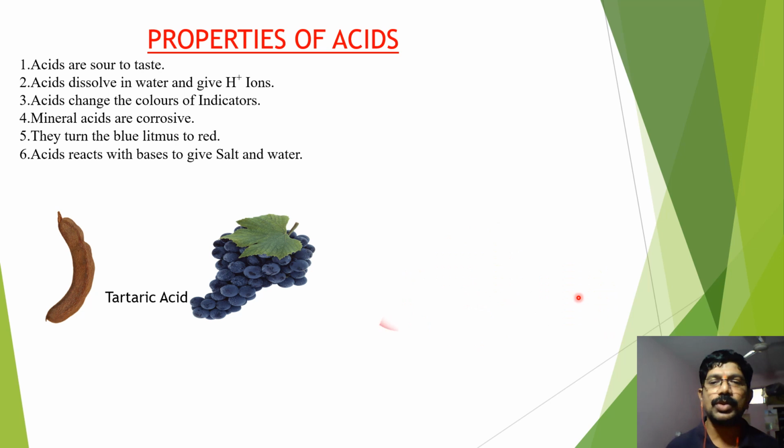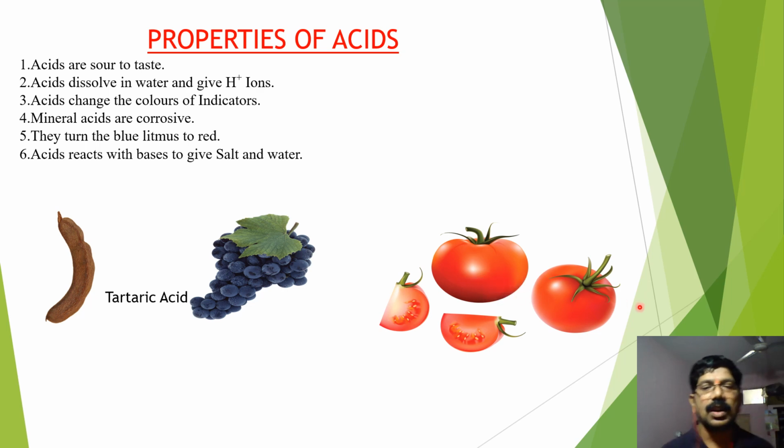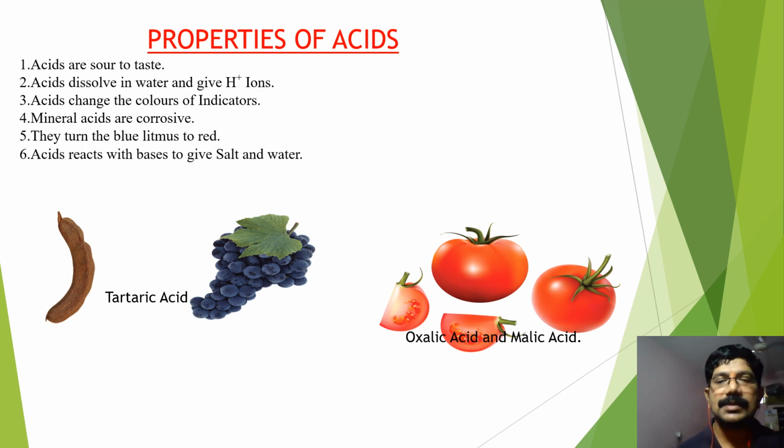Next, see these tomatoes. Daily we use tomatoes in our kitchen. What do the tomatoes consist of? Tomatoes consist of a mineral acid known as oxalic acid. Sorry, it is not a mineral acid. It is organic acid. It consists of oxalic acid and malic acid. Are you clear about that? So these are all foods we use in our day-to-day life. So our entire life is concerned with acids. We cannot imagine our life without acids and bases.